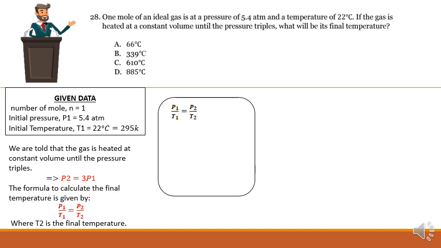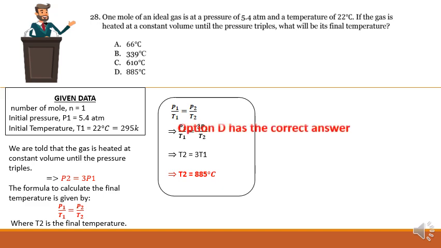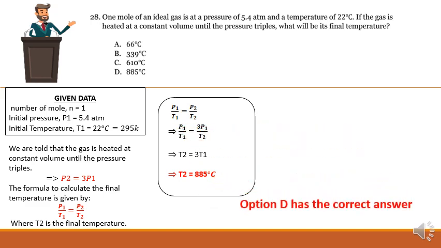So this is our formula. P1 over T1 is equal to what? P2 over T2. Now, we know that P2 is equal to 3 P1, so we can substitute it there, and then we are going to have T2 equal to 885 degrees Celsius, and then we have our correct answer, option D.